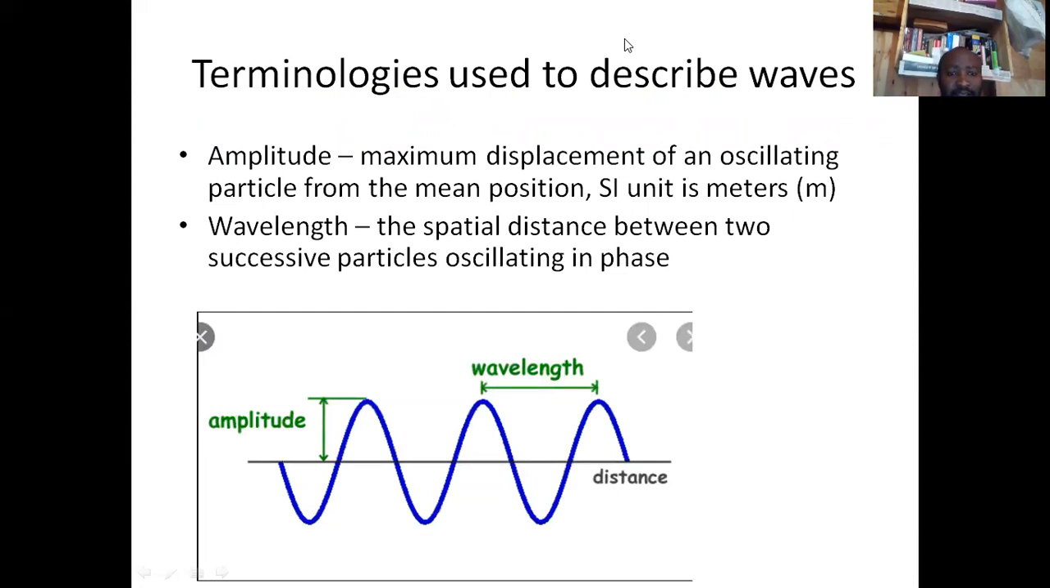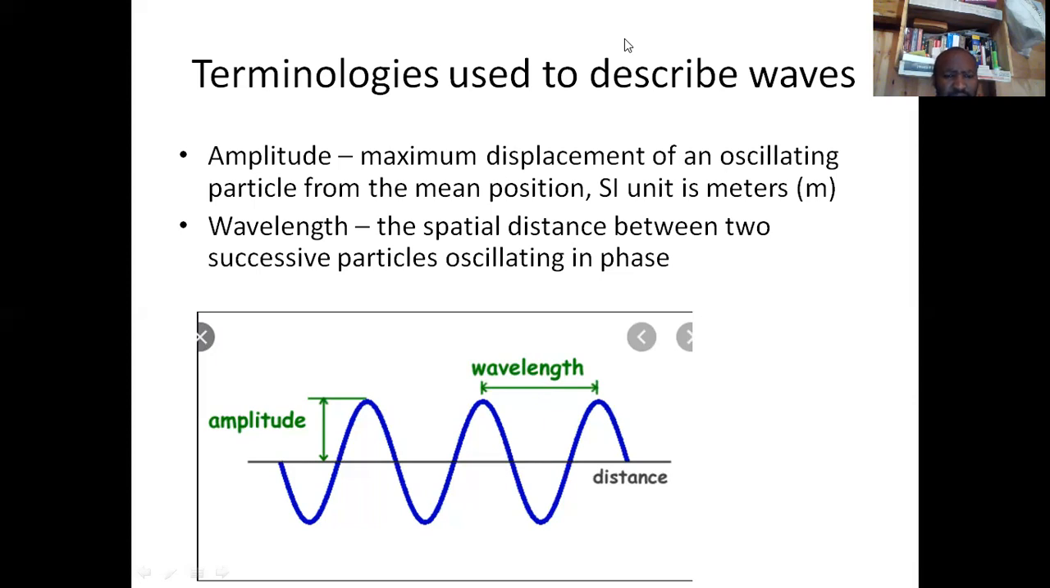So some of the terminologies that you came across in high school when describing a wave included a term like amplitude. What is an amplitude of a wave? It's the maximum displacement of an oscillating particle from its mean position. The SI unit is meter. You can measure an amplitude in meters if you want to stick to SI unit.